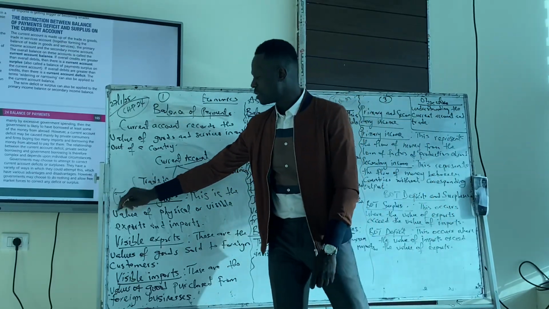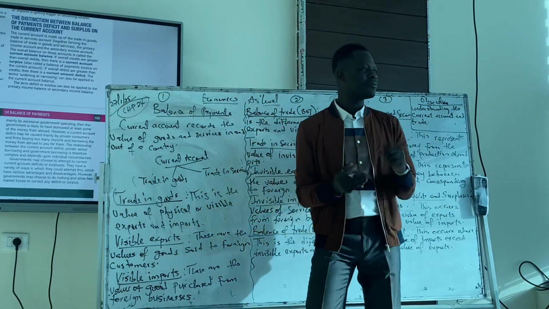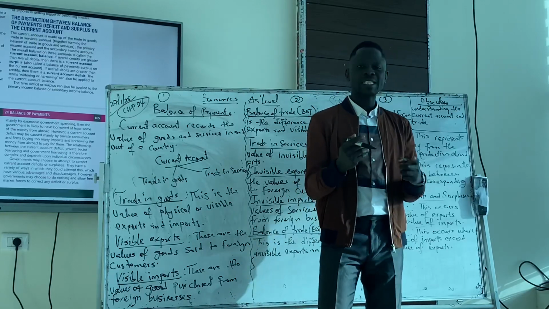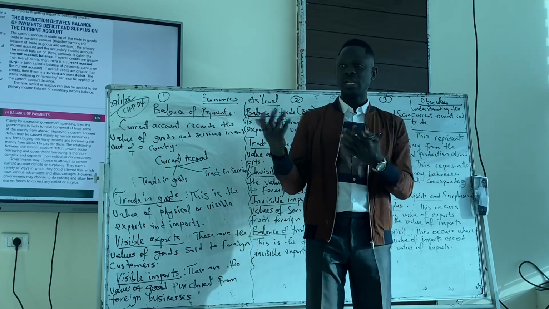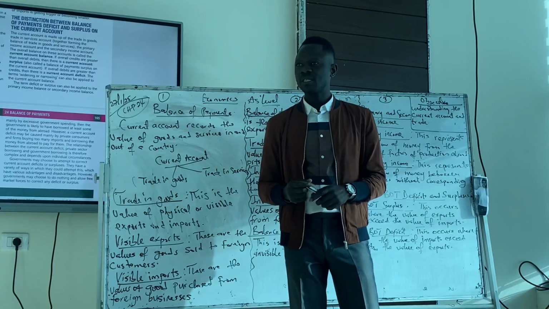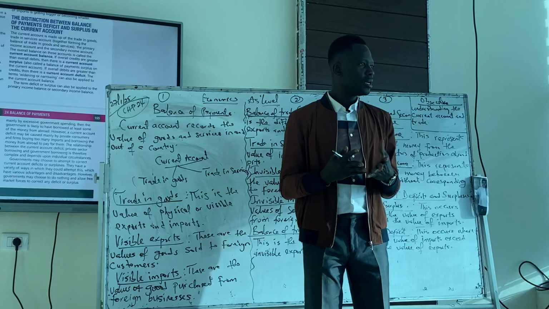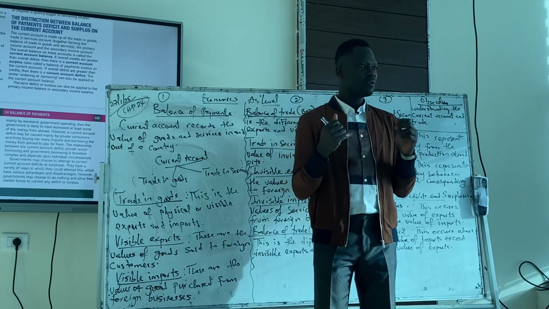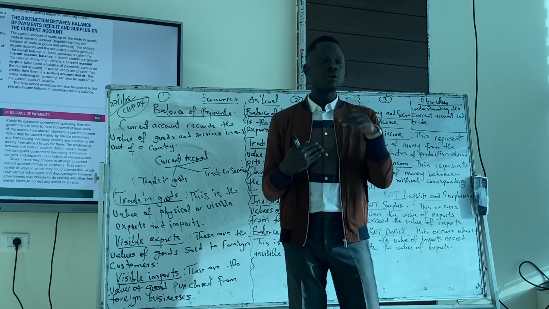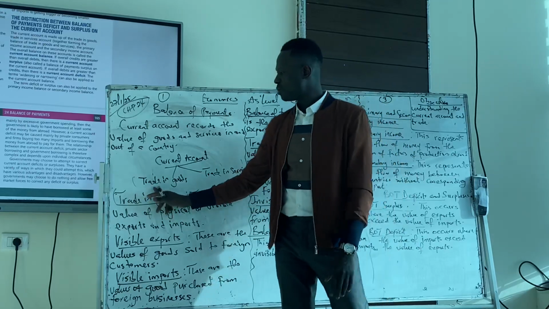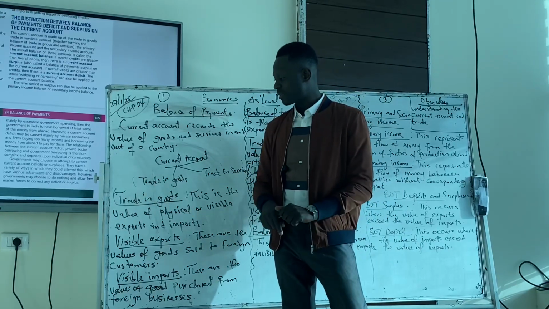So why do we call it trading goods? We call it trading goods because it involves visible goods, goods that are handy, like the marker, like the laptop, cars. Stop writing, please. These things are visible, you can see them. They are physical, you can see them. So the difference between physical goods that go out of a country and come into a country is called trading goods. Do we get trading goods, or should I explain again?